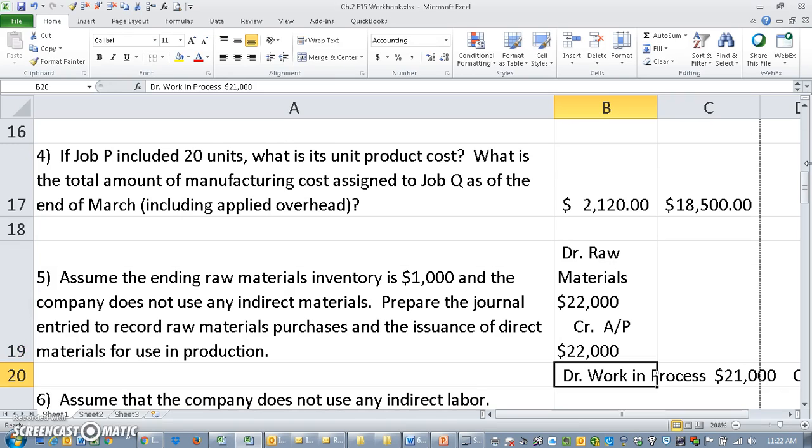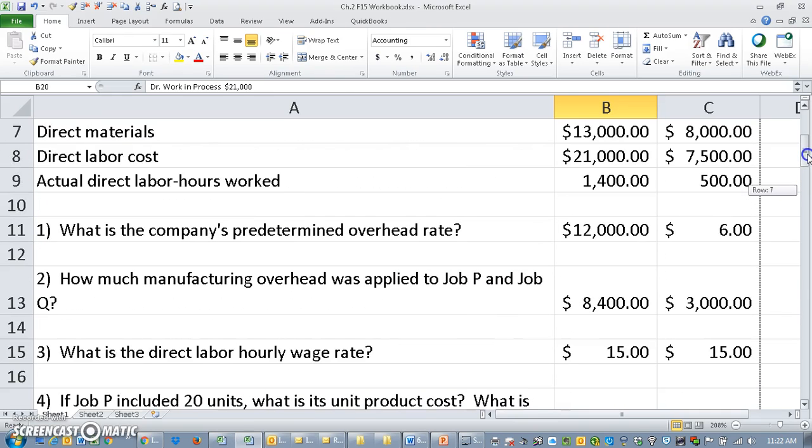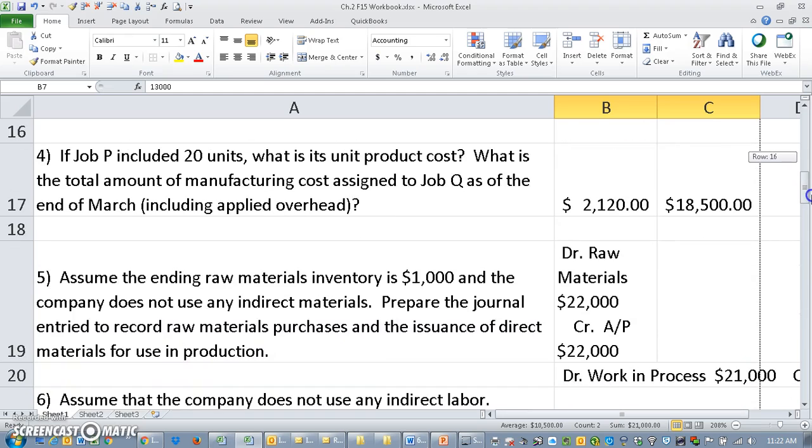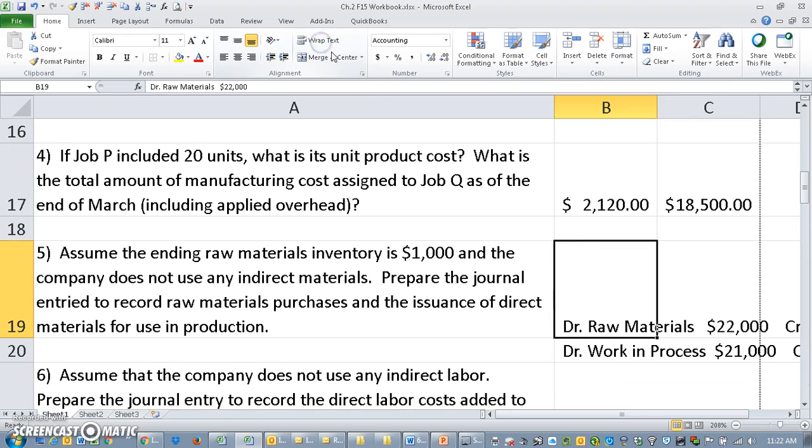You might say, well, wait a minute. If you go up to the data that we were given, the direct materials that they used were actually $21,000, the 13,000 plus the 8. Well, because we're told that they've got a $1,000 ending inventory balance, you have to increase it by that $1,000. So that's why their purchases were actually $22,000.